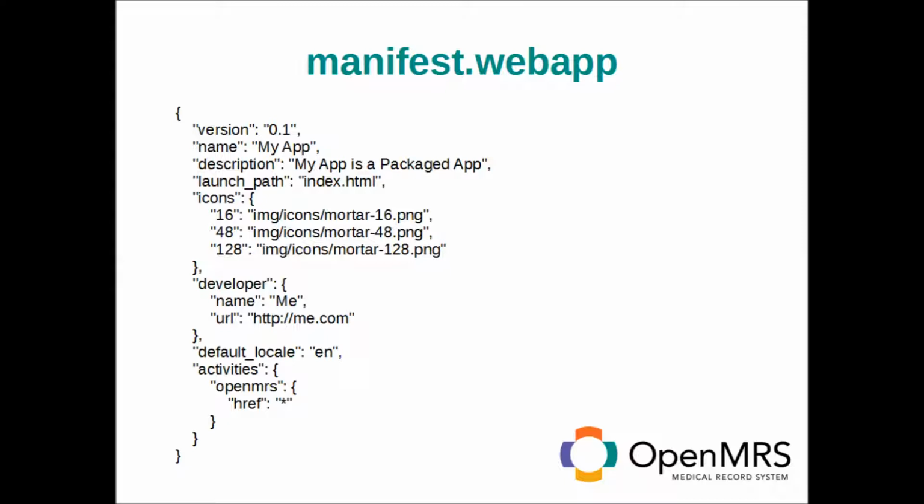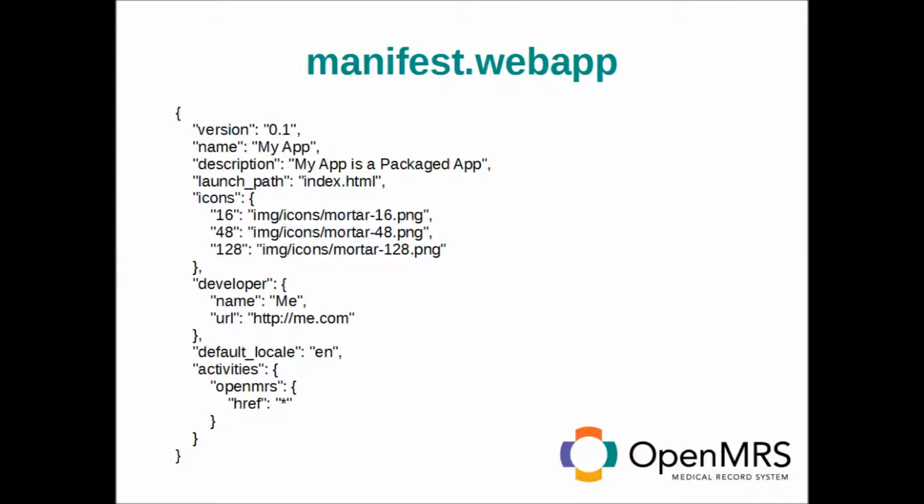Next, you can see a developer value. This has a name and a URL. You can enter your name here, and you can enter your website. Then there's default locale. You can specify the default language for this app. In this case, en for English.